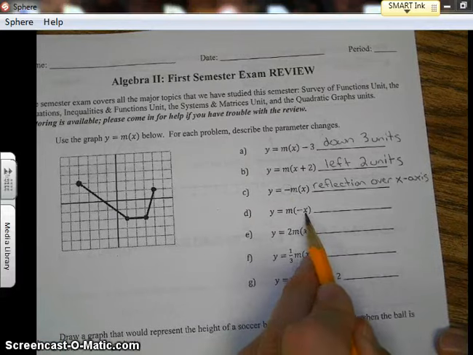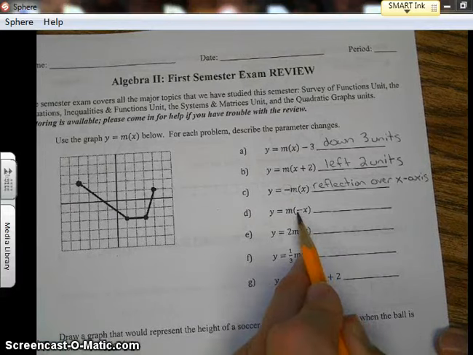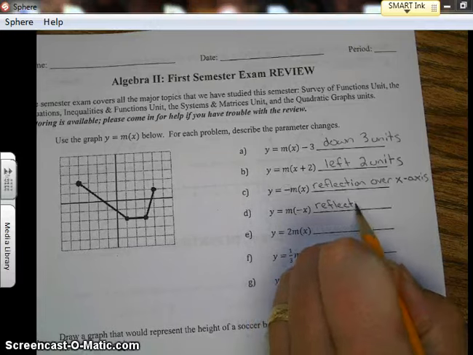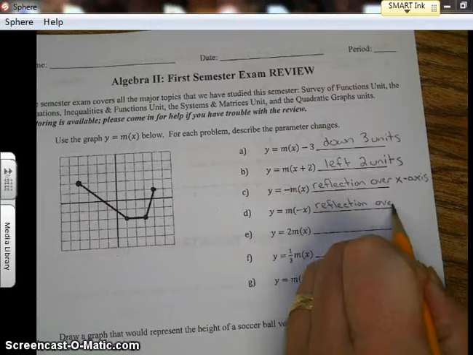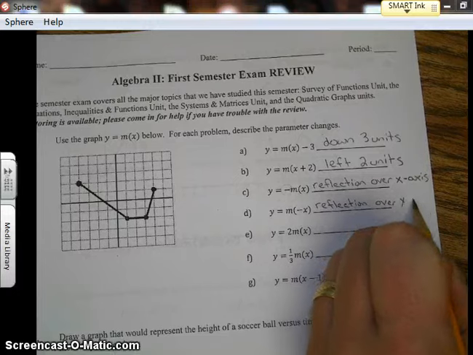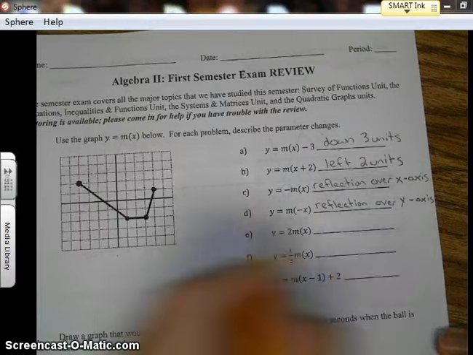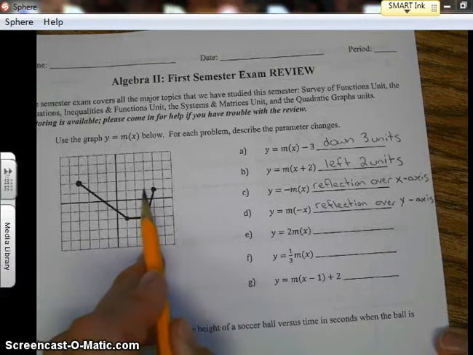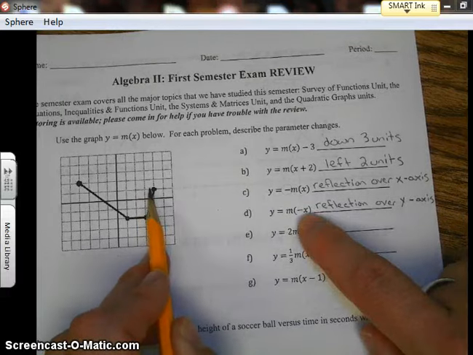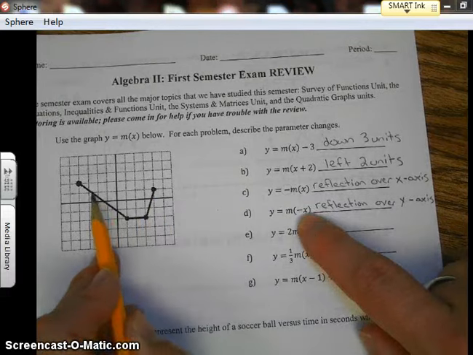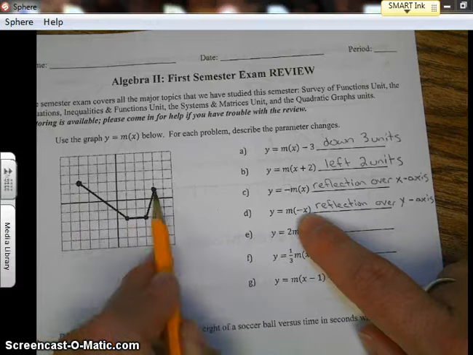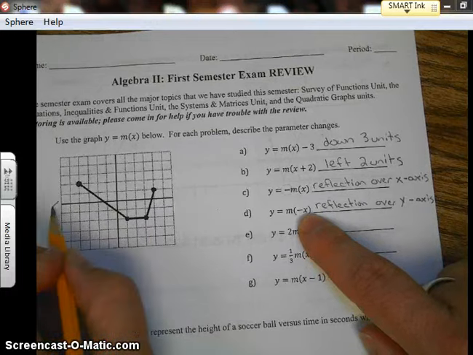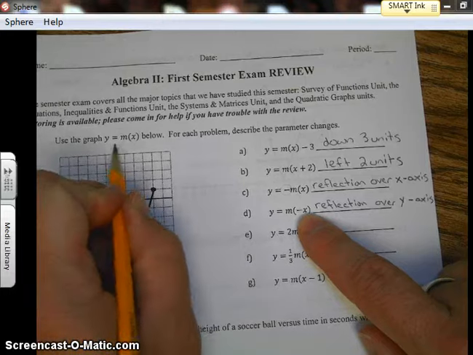In this case, all the x values are multiplied by -1, so we have a reflection over the y-axis. So for example, the x coordinate for this point is 1, 2, 3, 4. If we multiply that by -1, we get -4. So it reflected over the y-axis. Here's your x-axis, here's your y-axis.